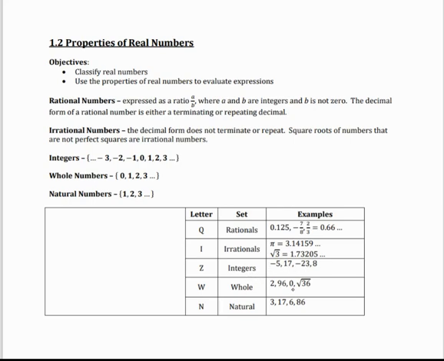Whole numbers include 0, and they're the rest of the positive integers. And the natural numbers are our counting numbers. They start with 1 and so forth. So whole and natural are pretty much the same, except whole, the way I remember this is it contains 0. And there's an O in whole, so I remember it that way.